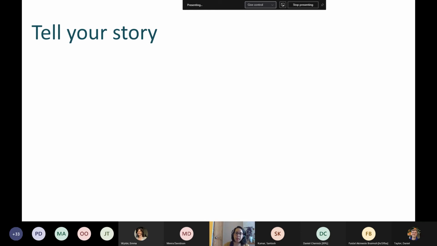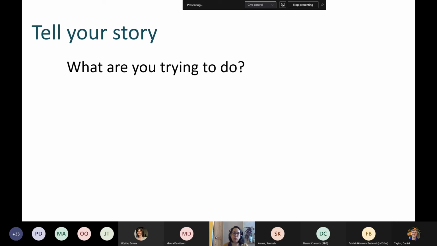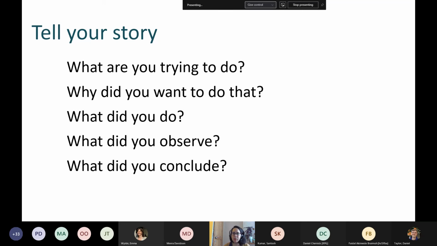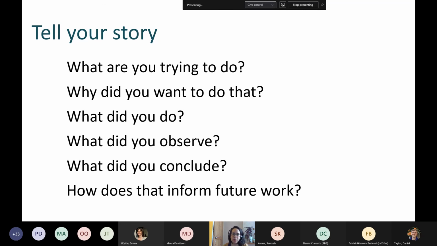So what is your story? This is a good starting framework for your work. Here are some of the prompts that I use, whatever I'm writing, normally scientific. What are you trying to do? You can use these as writing prompts, or as the first thing that you do when you sit down to do your writing session. What are you trying to do for that paper, for example? Why do you want to do that? What's the background? Why is there a gap in the research? Is there an interesting result that you found that you want to follow up further? You can put down bullet points for these. What did you do? What did you observe? What did you conclude? And how does that inform future work?